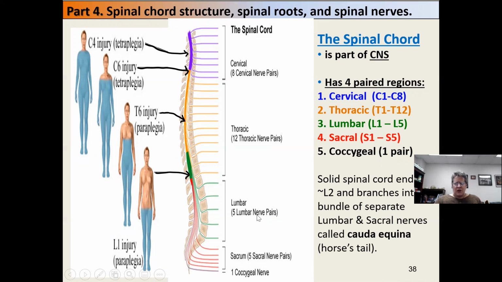All right. Okay, so we're not going to memorize this. It's just an idea of the map of the spinal cord and where that information is going out to the body.